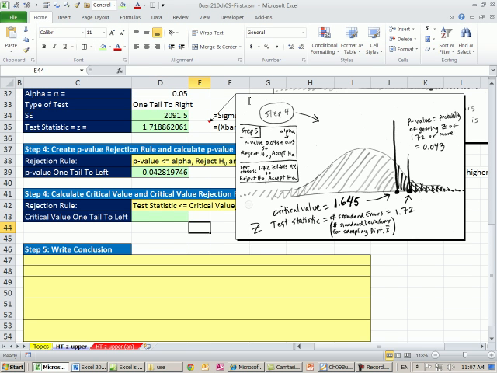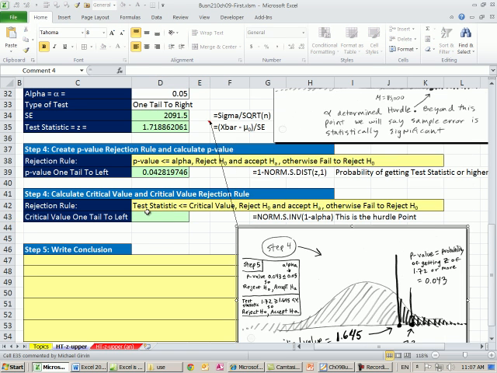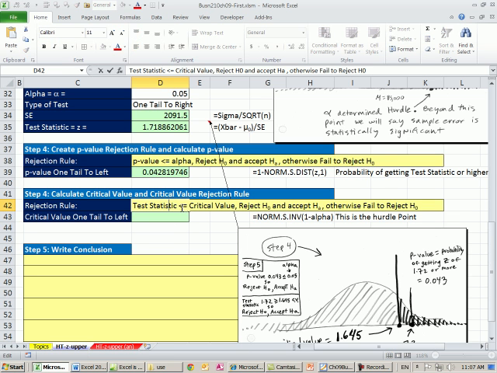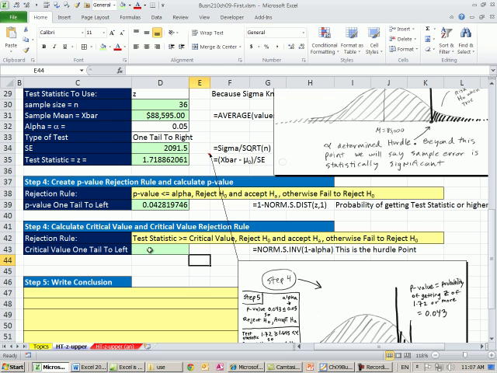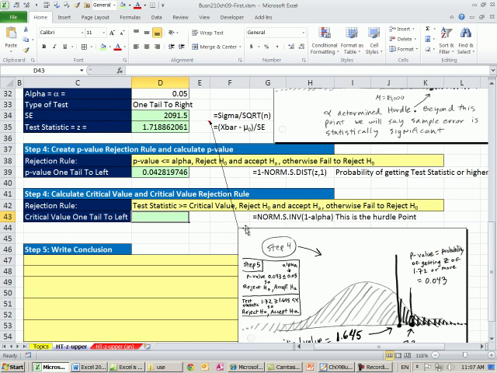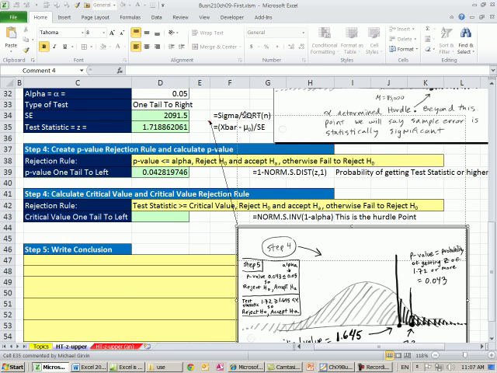So our rejection rule here is if the test statistic is, it's not less than, it's greater than, right? Because down here you can see anytime that this is bigger than that. So our rule is going to be test statistic greater than or equal to critical value. Then reject the original null hypothesis and accept H sub A alternative. Otherwise, fail to reject. All right?